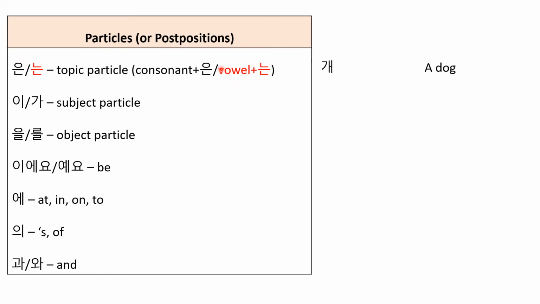After a vowel, use 는. The word 개 ends with a vowel 에. So use 는. 개는. Now it became a topic word of a sentence. 동물이에요. Is an animal. 개는 동물이에요. A dog is an animal. In a Korean sentence, verbs come last.